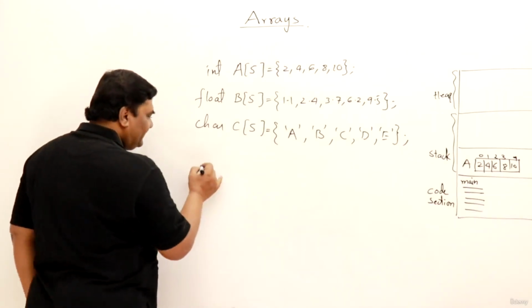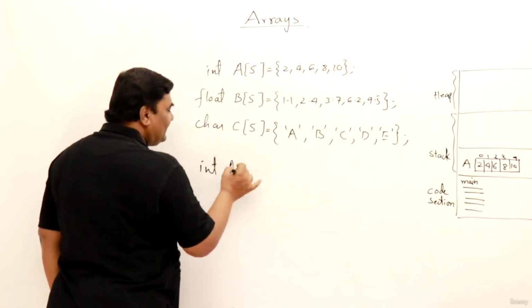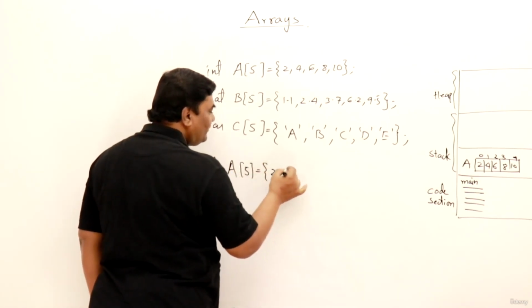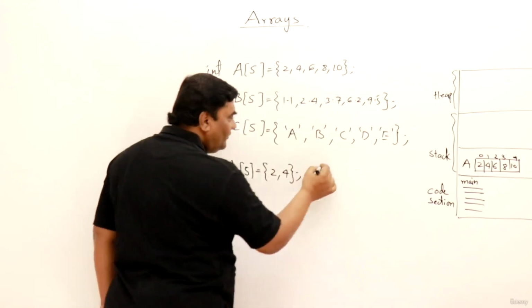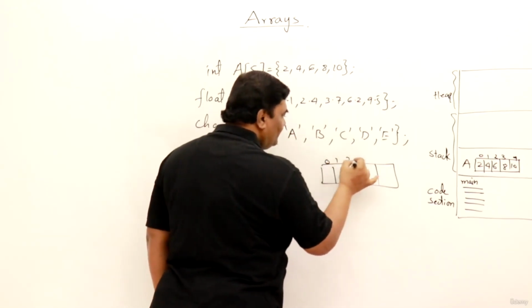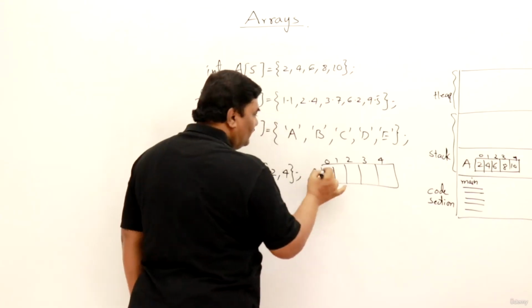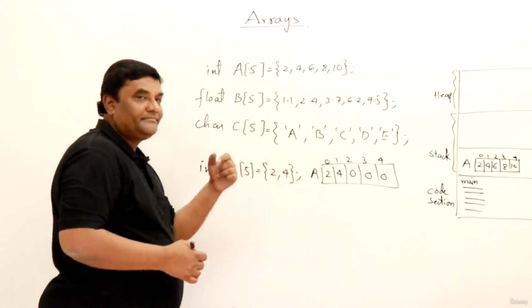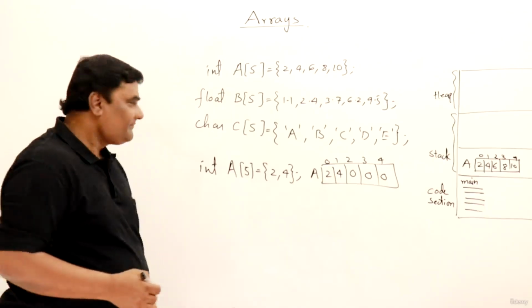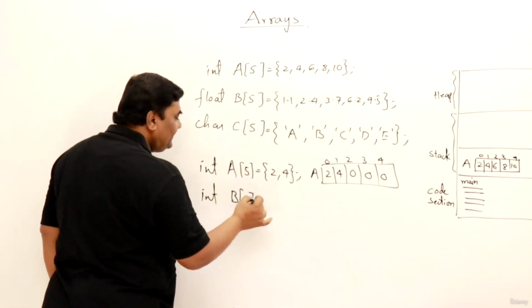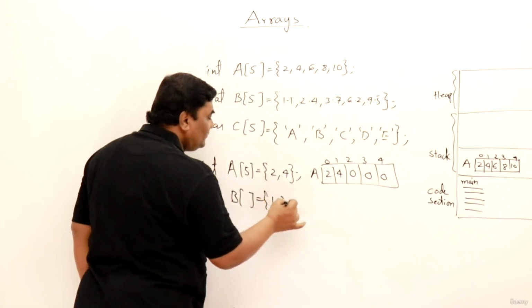Now one more thing I will show you. Can I declare an array of size 5 and mention only 2 and 4? Yes, you can mention. What happens? An array of 5 will be created, with indices 0, 1, 2, 3 and 4. Now only 2 and 4 will be filled. The rest of the values will automatically be 0. This you should know.